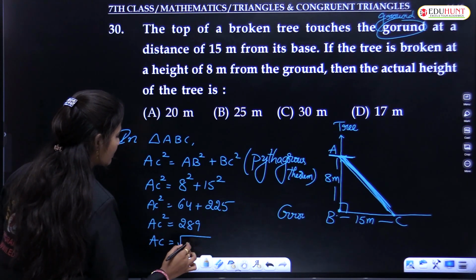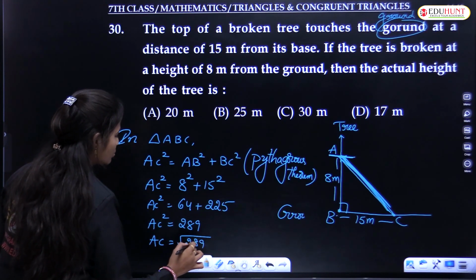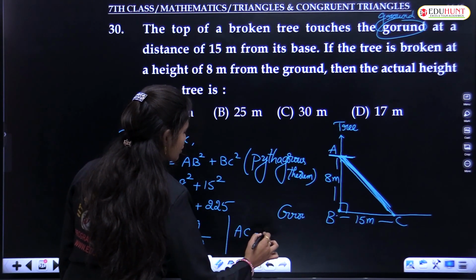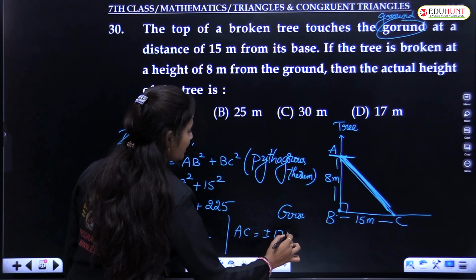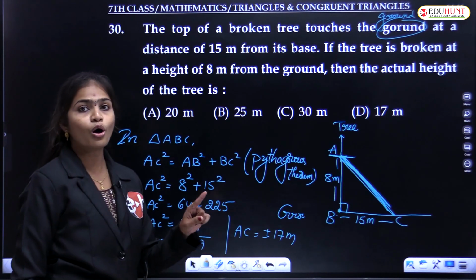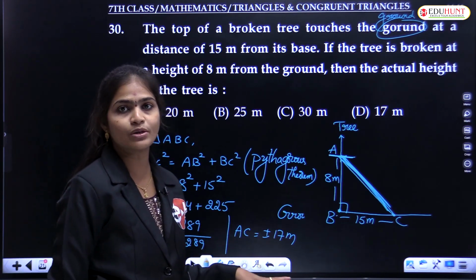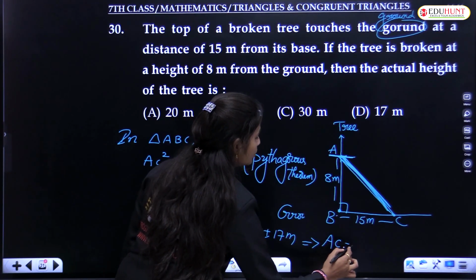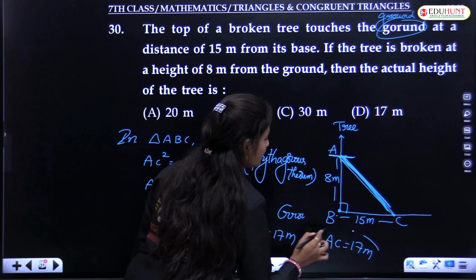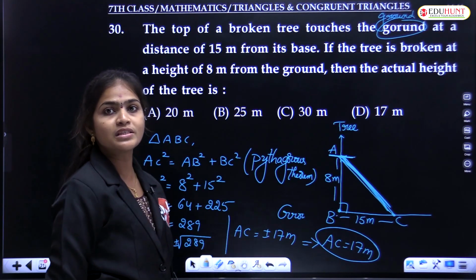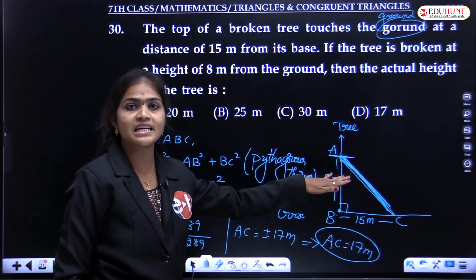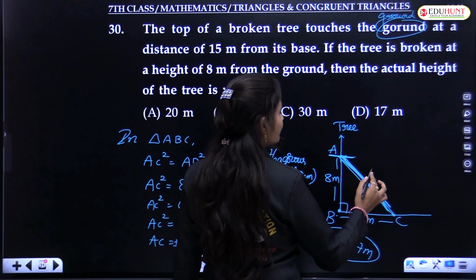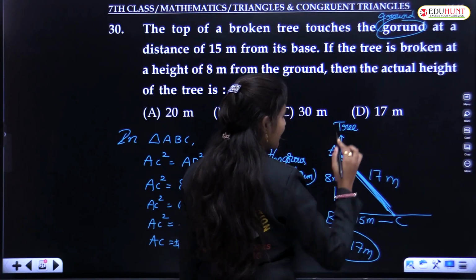Okay, so from this we need to find the AC value. AC is equal to plus or minus the square root of 289, which is plus or minus 17 meters. But height you always have to take as positive only, no? So that's why AC is equal to 17 meters. Always height is positive. Sides are always represented with positive numbers only. So that's why we got 17 meters.